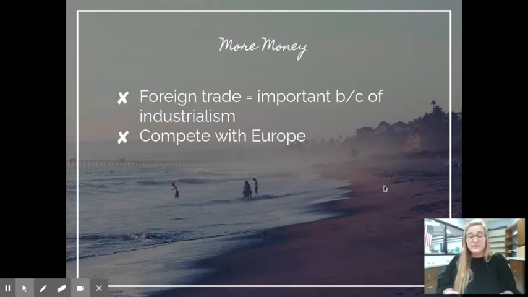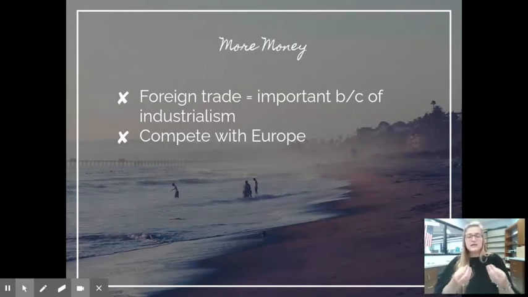Also, gold. Not gold, but money is a motivator here. Foreign trade is important because of industrialism. Americans need new colonies to expand their markets. They need the raw resources from those colonies to then bring into America, industrialize, manufacture, and then sell back everywhere. That sounds a lot like the mercantilism that Americans experienced under Great Britain before the Revolution. Now we're just enacting that mercantilist type economy upon colonies that we take on. History repeats itself, okay?